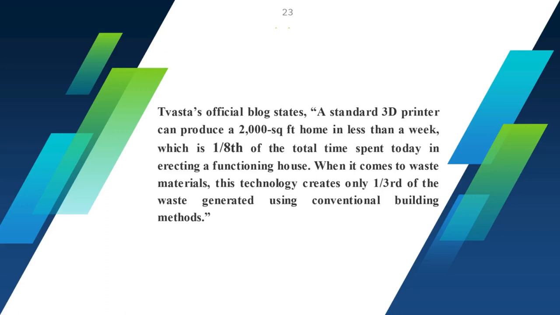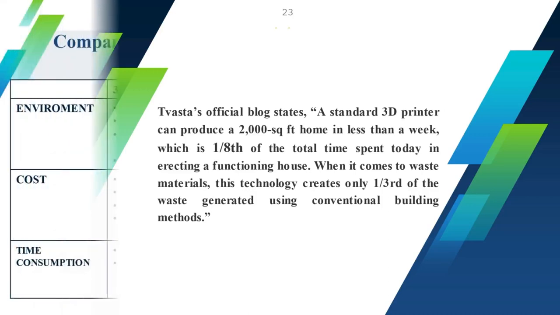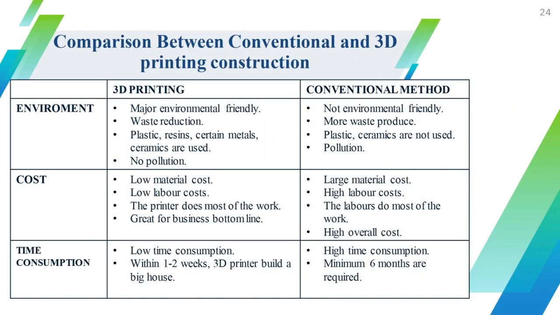Let's move to the comparison between conventional and 3D printing construction. Let's start the comparison as per the environment aspect. First, 3D printing is environment friendly, whereas the conventional method is not environment friendly. Second, 3D printing technology produces less waste, whereas the conventional method produces more waste.